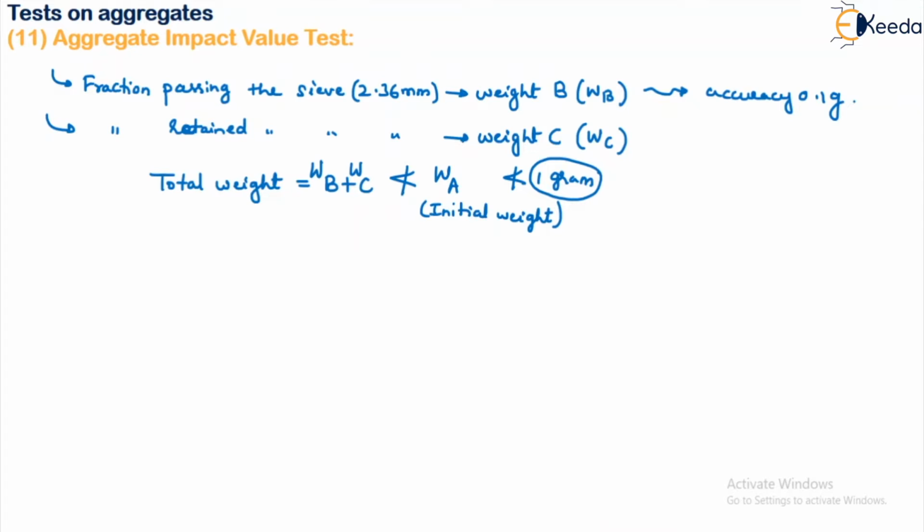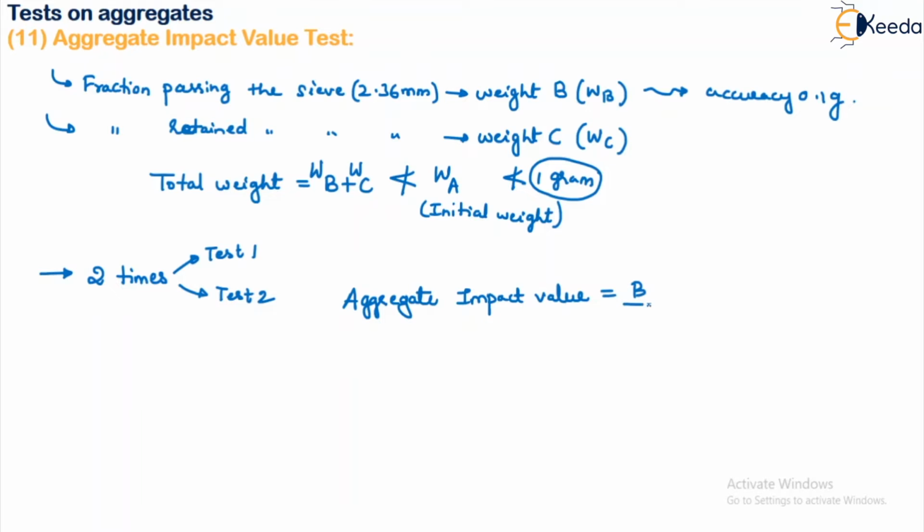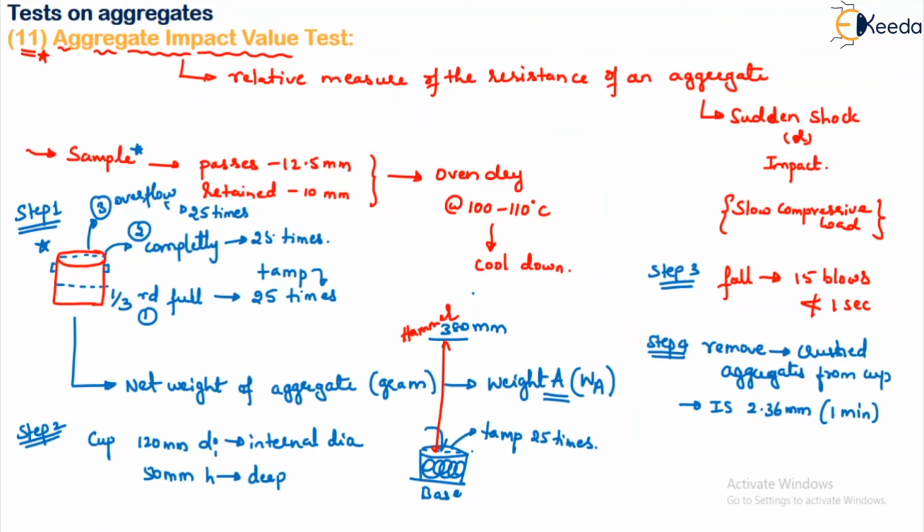Generally this process you have to repeat 2 times, or take 2 tests. So test 1 and then test 2. 2 times you have to do this test separately, individually. Now once you do this, the aggregate impact value is found using the formula capital B by A into 100, where B and A I have already mentioned.